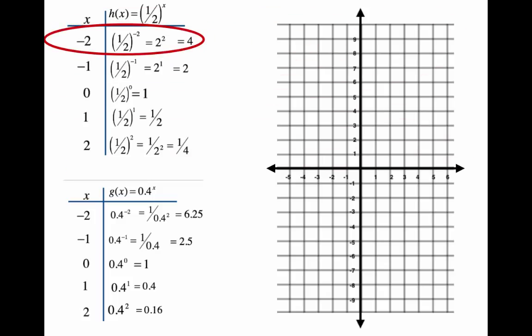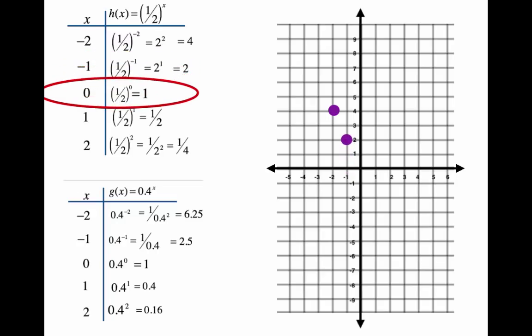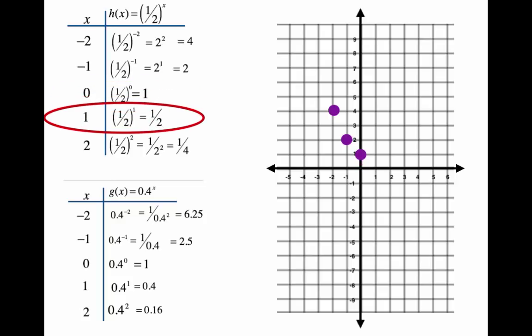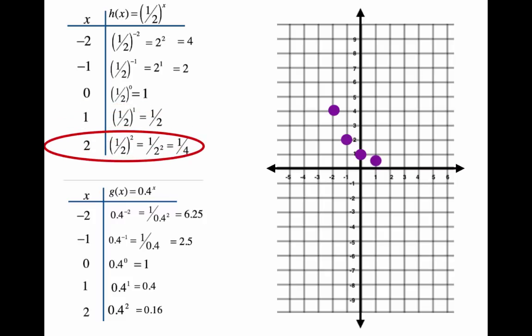We're going to start with the first point for h of x, which is -2 and 4. So I'm going to go to -2 up to 4. Then I'm going to do -1 and 2. So here's -1 and 2. Then I'm going to do 0 and 1, so 0 and 1. I'm going to do 1 and 1/2, so 1 and 1/2. And I'm going to do 2 and 1/4. So 2 and 1/4 would be just a tiny bit up.